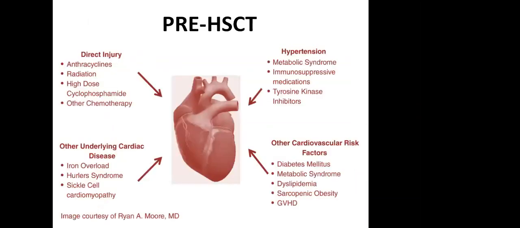And in the pre-HSCT, there could be direct injury and hypertension, other underlying cardiac diseases, and other cardiovascular risk factors. Radiation, high doses of cyclophosphamide and other chemotherapy could be a cause of direct injury to the heart as well. And hypertension, metabolic syndrome, immunosuppressive medication, and tyrosine kinase inhibitors.